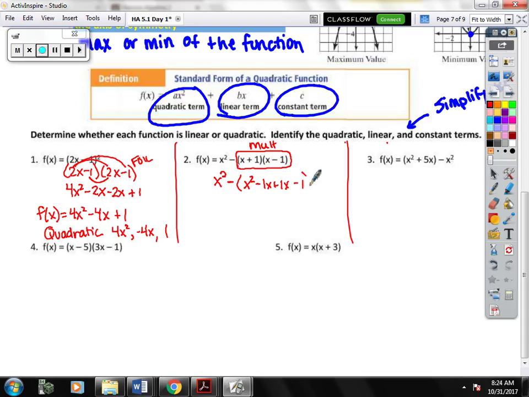And then I'll get a minus 1. So you don't have to show this part, especially in an honors class. I expect you to be able to FOIL in your head. But if you want to, you're more than welcome to, but a lot of times I will skip that on the board. Okay?